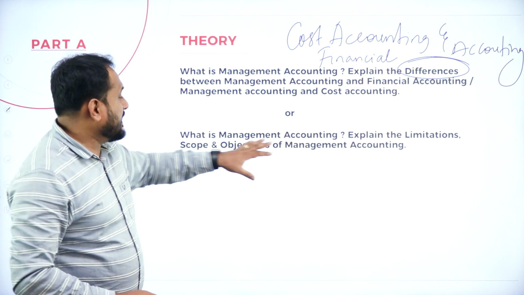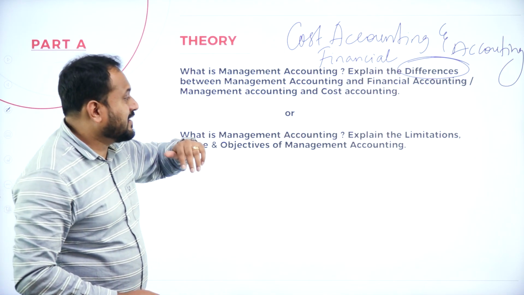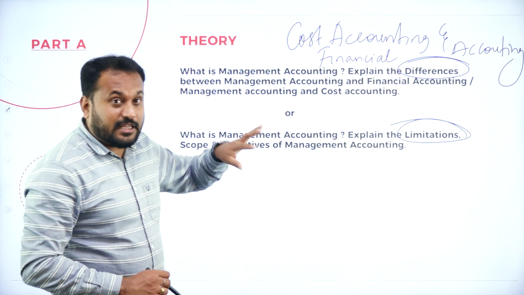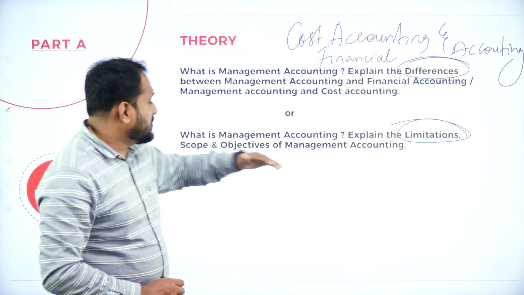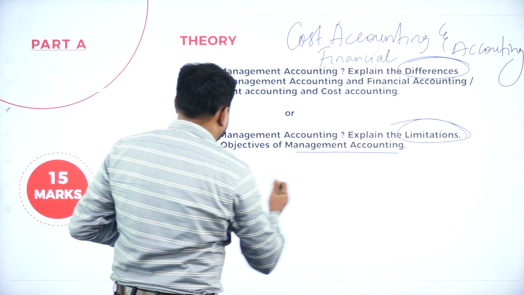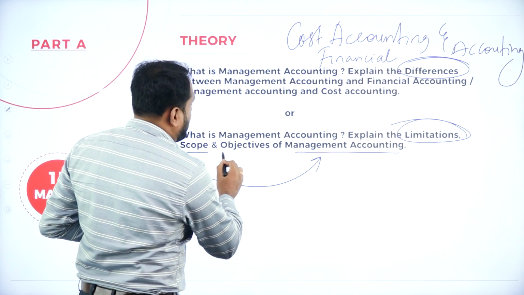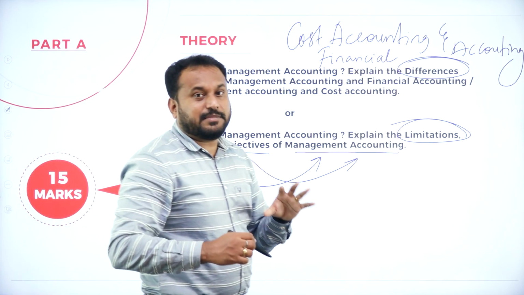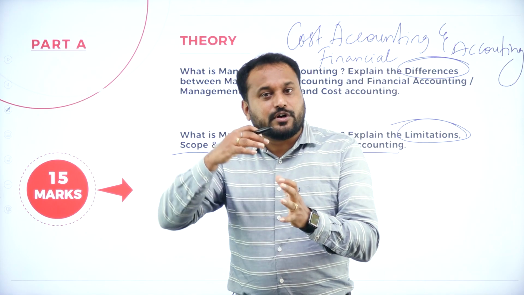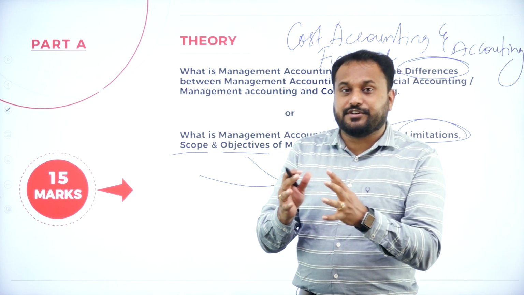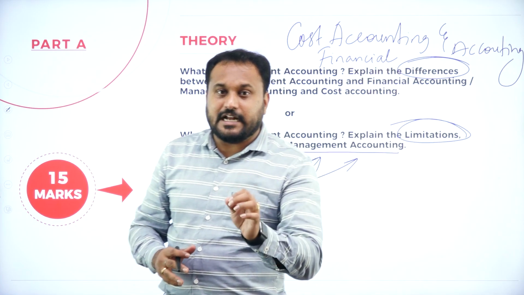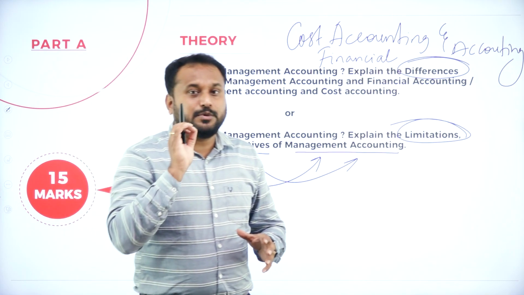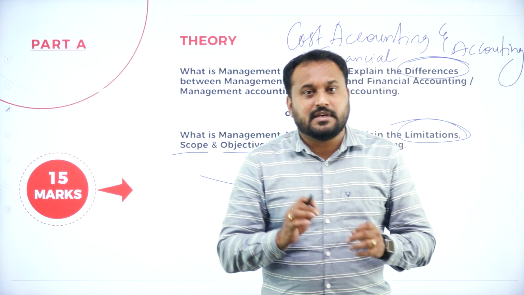Or you may get a question saying again, what is management accounting? Explain the limitations. See, usually these limitations come for 5 marks. Now they would have given like this: explain the limitations of management accounting, scope of management accounting, objectives of management accounting. That means basically the first chapter has something which is related to management accounting. So read about management accounting, never leave the first chapter. If you feel that I'll only take the questions which are practical oriented, then you will lose marks. So go with the theory, that is the first chapter itself.